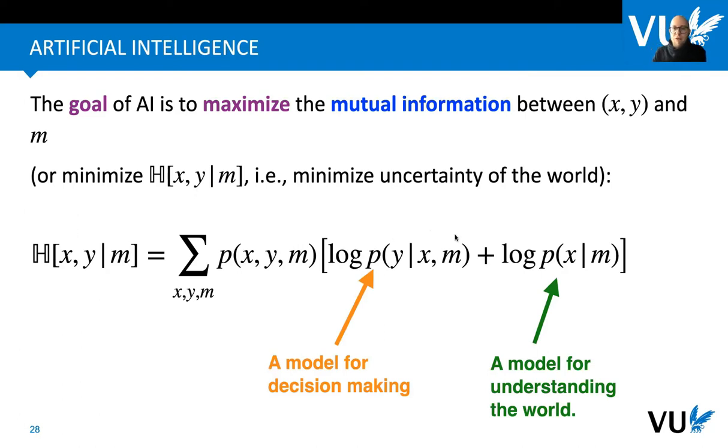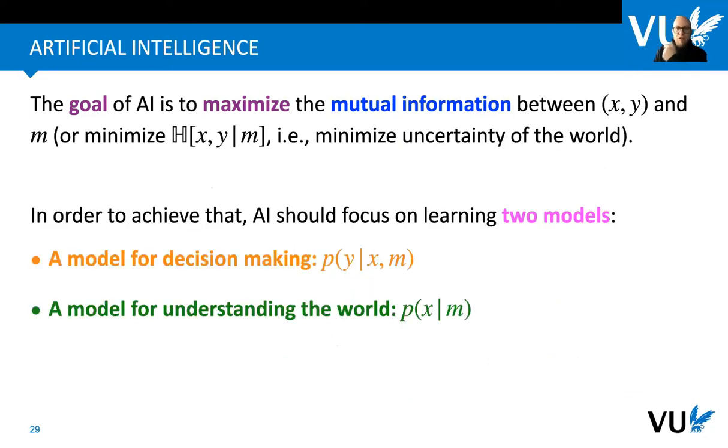So we have, we can say, a model for decision making, and we have this model for understanding the world. By understanding the world, I mean that these are just some objects like images or sounds or some actions, some structures, right? And these are decisions. So we naturally have these two components, okay?